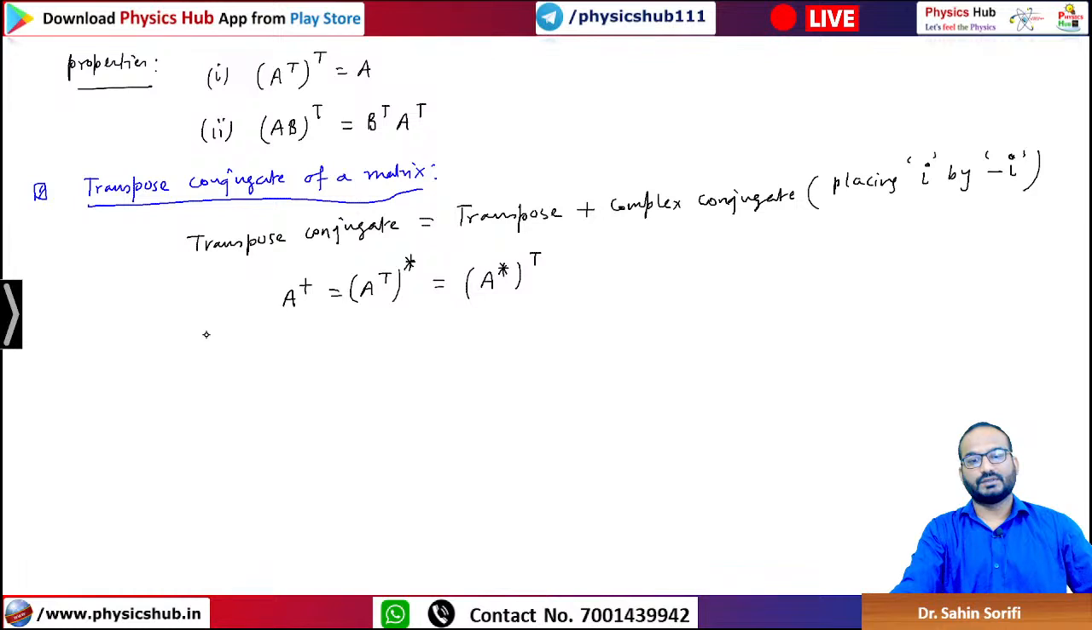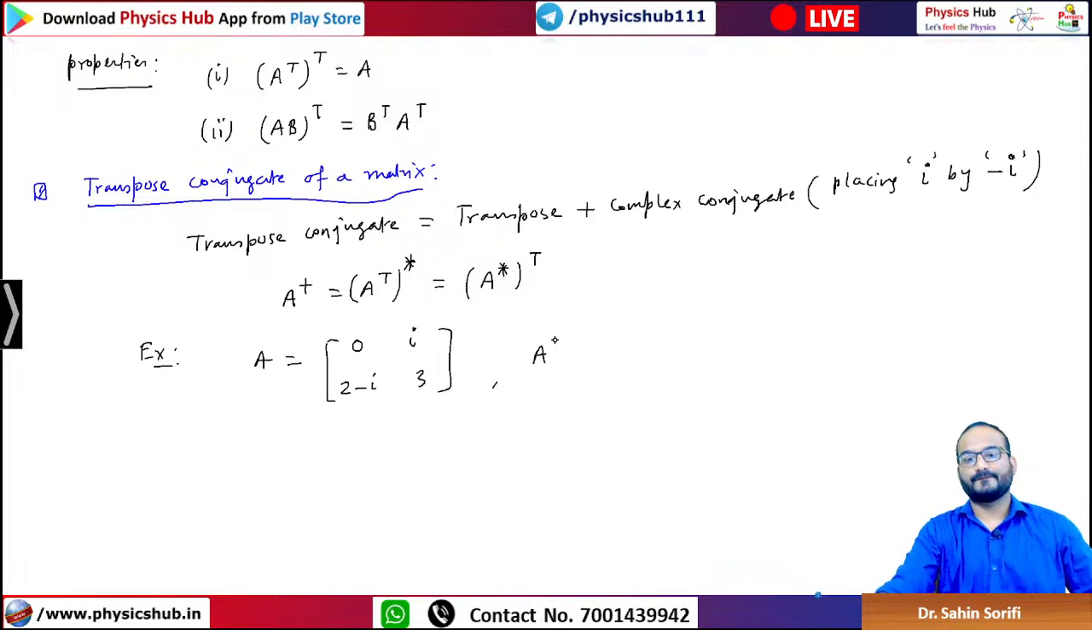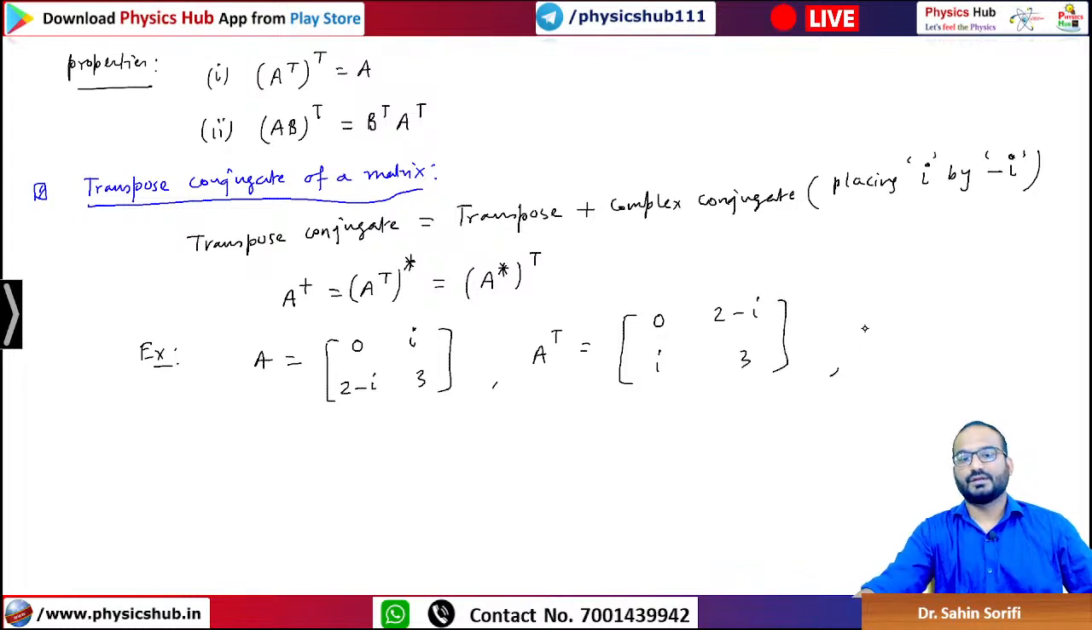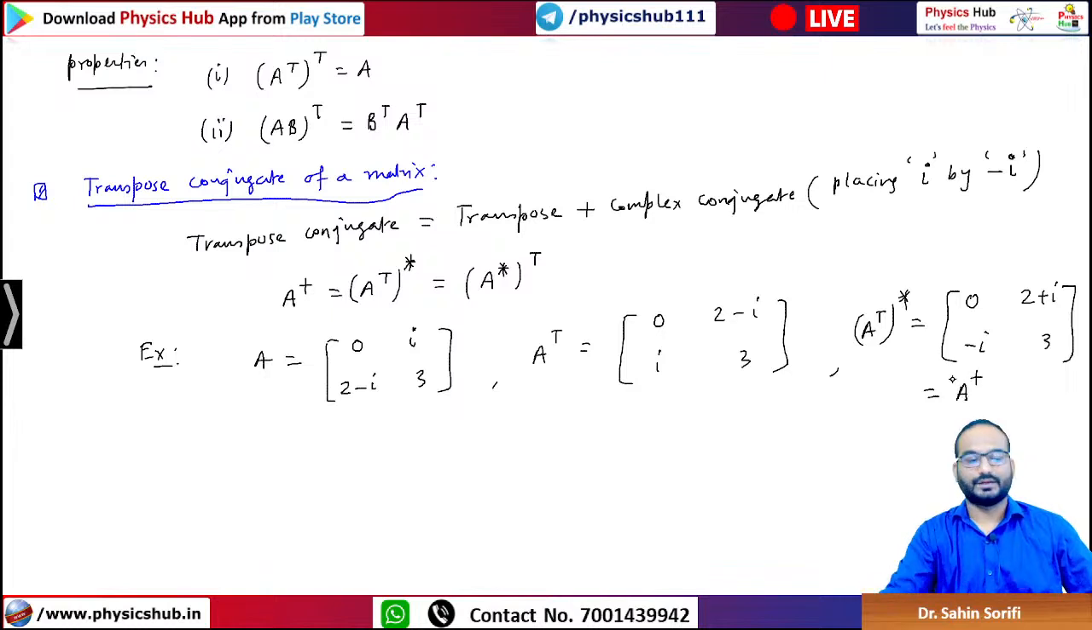Let's say for an example, I'm giving you a matrix. Let's say A is 0, plus I, 2 minus I, 3. This is a matrix. So A transpose will be 0, 2 minus I, plus I, 3. A transpose conjugate will be 0, 2 plus I, minus I, 3. This will be your A dagger.